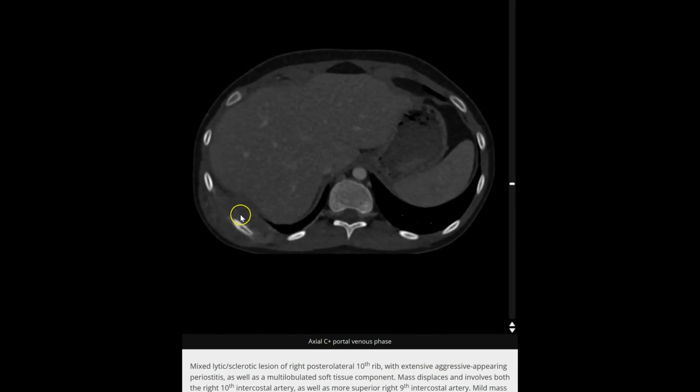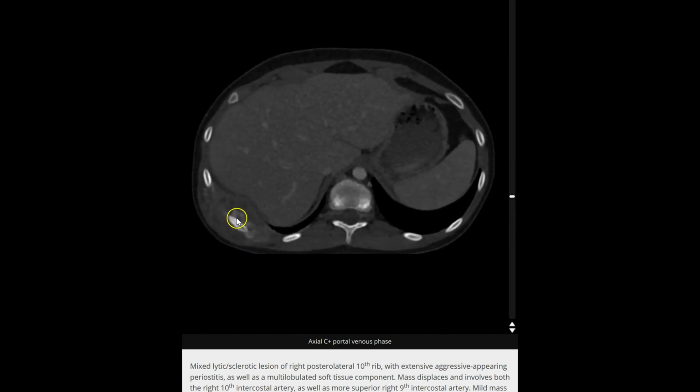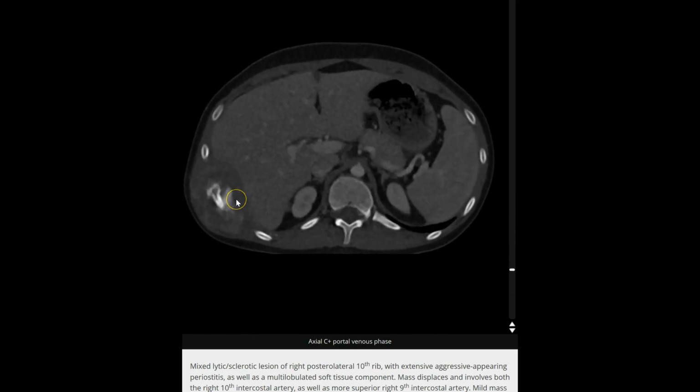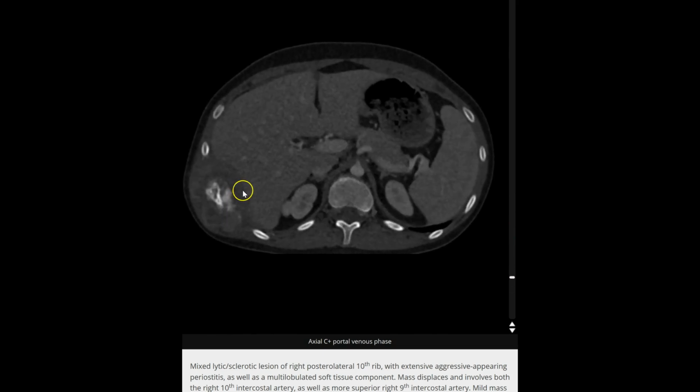So chest wall sarcoma needs to be considered in the right clinical context, especially in our young athletes with persistent thorax pain. Don't just assume it's rib stress fracture.